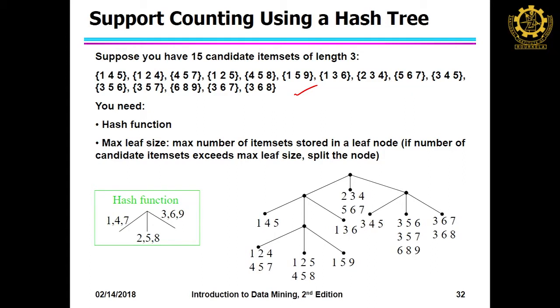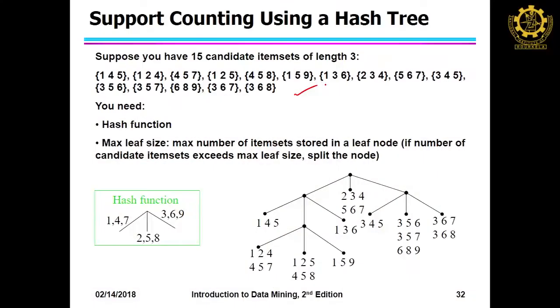Now, once you generate the hash tree, what is the objective? The objective is to find the count of each candidate item set. In other words, you have to test each candidate item set to see whether it is frequent or not. When we generate the frequent item sets, we do not see the transaction data set. We see only how many items and what the items are, but we never see the transactions.